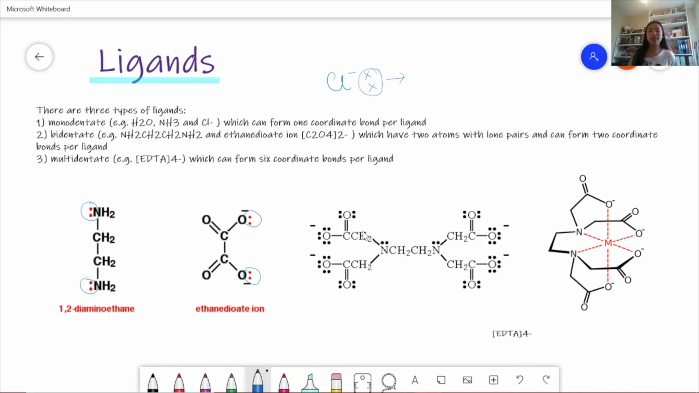And then the third type of ligand is a multidentate ligand. An example of this is EDTA, and this is the only one that you really need to know. And it can form 6 coordinate bonds per ligand. So the ones which bond are the ones on these oxygens with the negative charges, and also the nitrogens. And so on the right, we've got a diagram of how it forms coordinate bonds to the ligand, because it's 3D. So it can be quite hard to imagine how it kind of loops round.